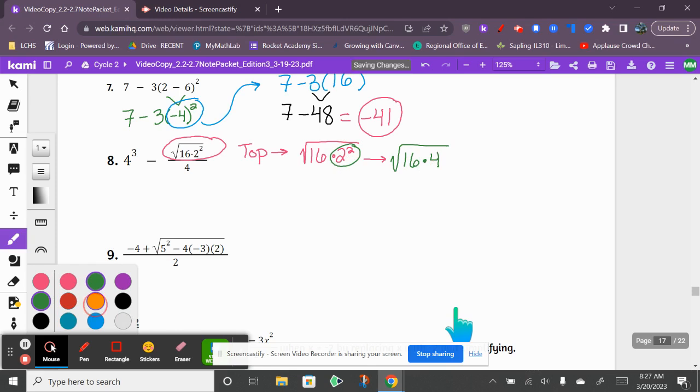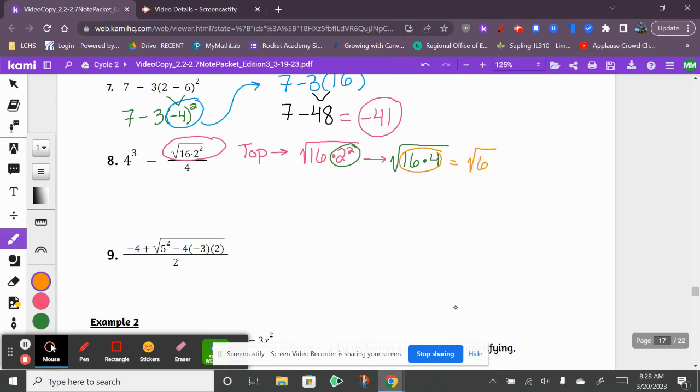The other thing that I have inside my square root is multiplication, so I'm going to use that next. So that becomes the square root of 64. The last thing I'm going to do is to actually take the square root of it. So the square root of 64 is 8.